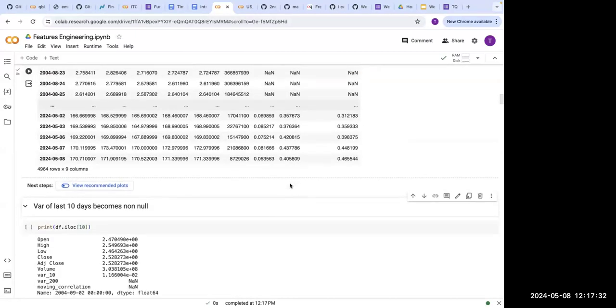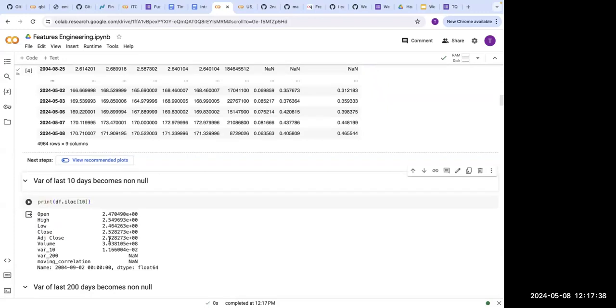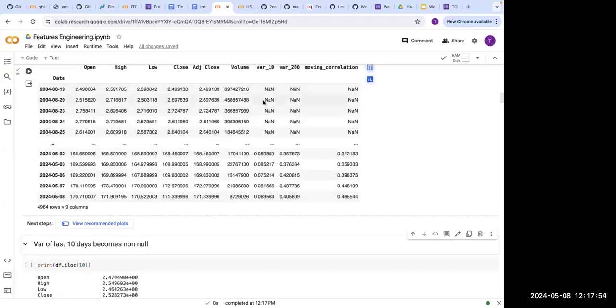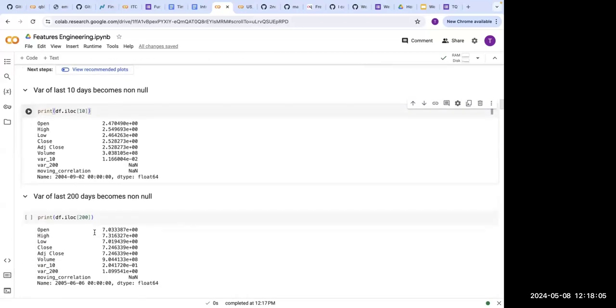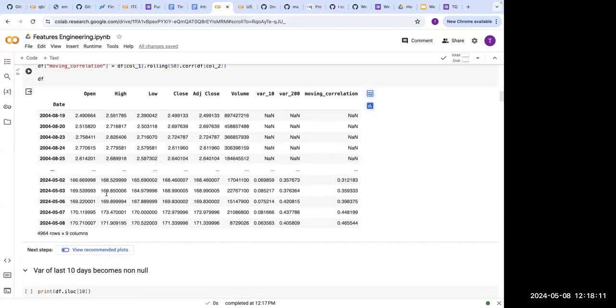One basic thing is when you take variance of the first 10 days, you will have null values for the first 9 positions, right? And on the 10th day, you have the past 10 days of data, so then you can actually have a value. So the first time this column variance 10 becomes some number which is not null is at the 10th index, right? So that's the place where this becomes non-null. Similarly for 200, it would become non-null at 200. So those were those two.